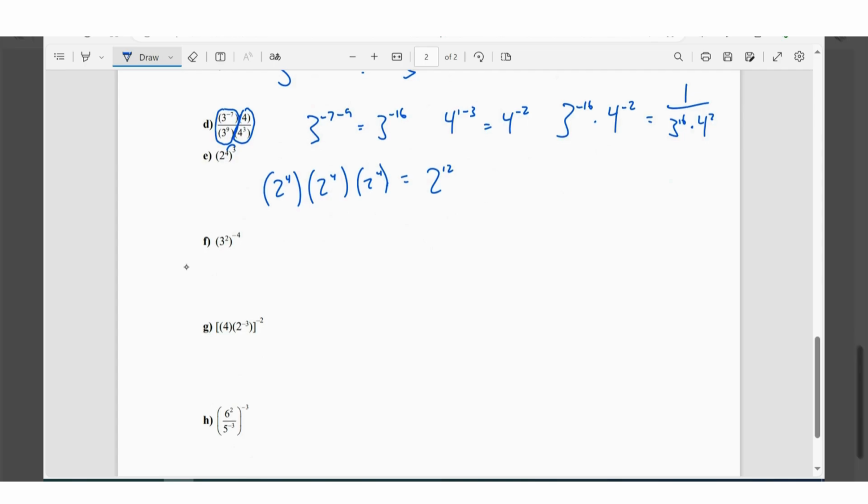Next, we can do the same. We have a negative 4. We can multiply that inside. So we get 3, and 2 times negative 4 gives us a negative 8. And now we can flip the base, and we get 1 over 3 to the 8.